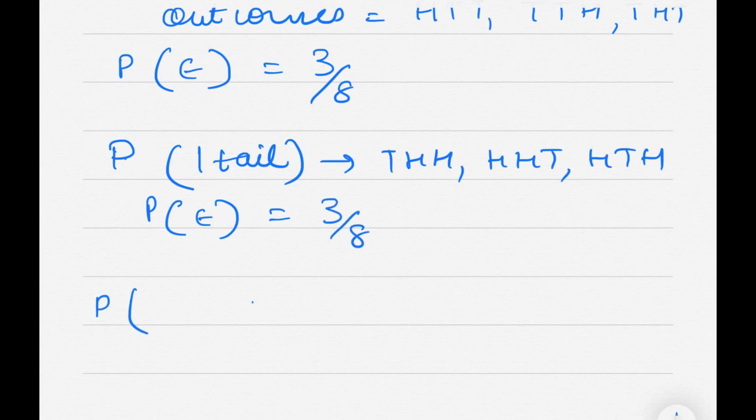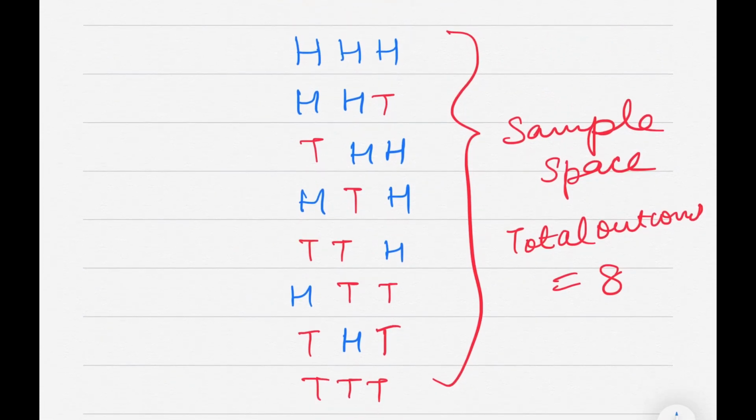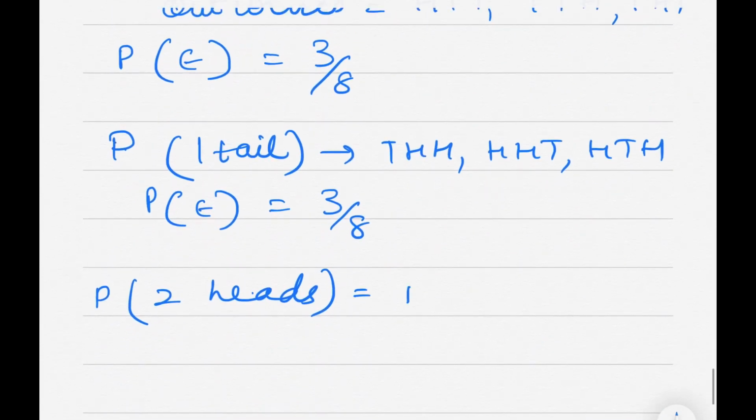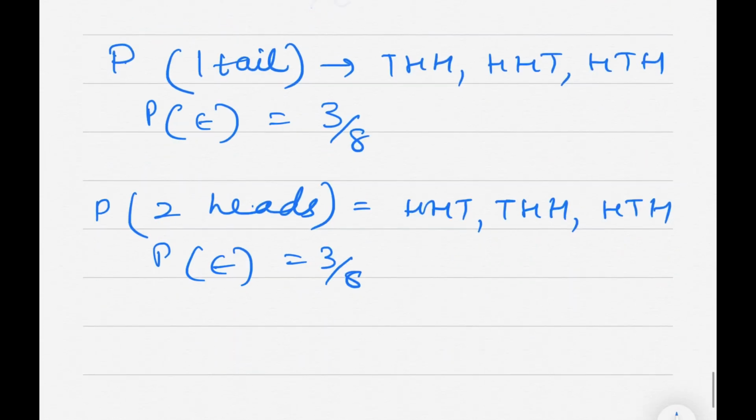Now the probability of getting 2 heads. What will the options be? How many options are there? 1 2 3, that's all. Only 3 for 2 heads. So head, head, tail; tail, head, head; and head, tail, head. These are the options. So the probability of this event will also be equal to 3 by 8.